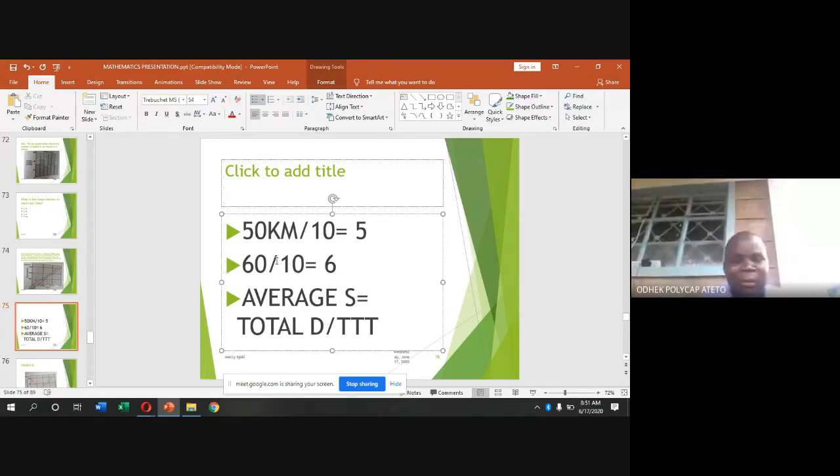That is the formula for getting average speed. The average speed is total distance covered over total time taken.